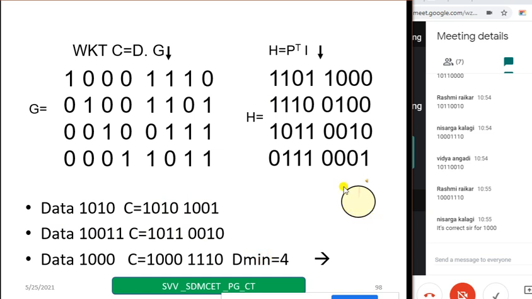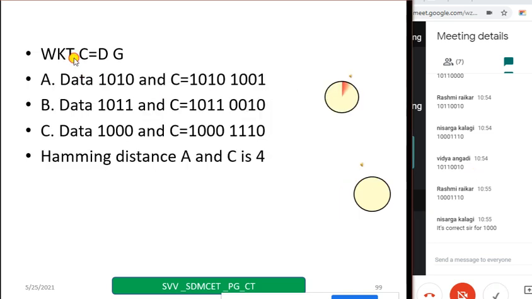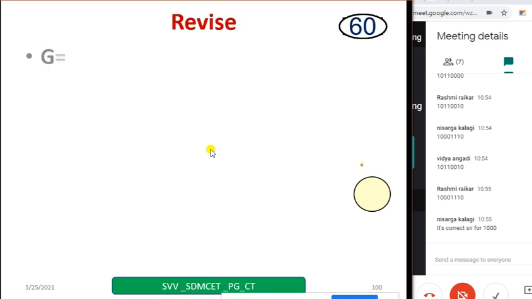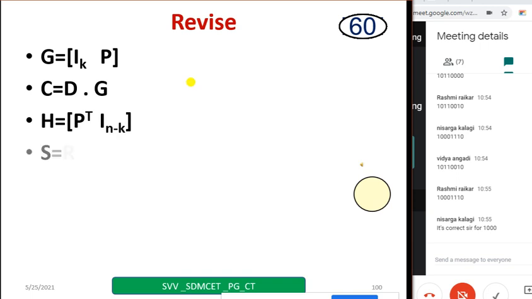So if your code words are correct, well and good, otherwise just compare, take a minute. We know that C equal to D into G. We have found the code word for all the 3, and the Hamming distance between A and C and the other 2 also I checked, the minimum is 3. Now just revise again these things. Recall G equal to, C equal to, H equal to, S equal to, and CH transpose equal to 0.